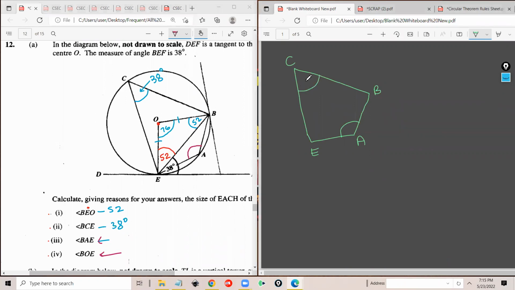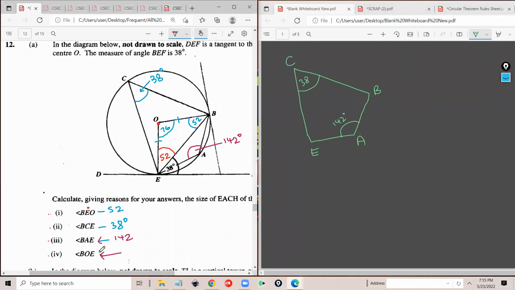We know that the opposite angle here is 38. Opposite angles must add up to how much? 180. So how much is A? 180 minus 38, and I'm getting 142. Because 142 plus 38 is 180. All right, so we just have one more to find, guys.